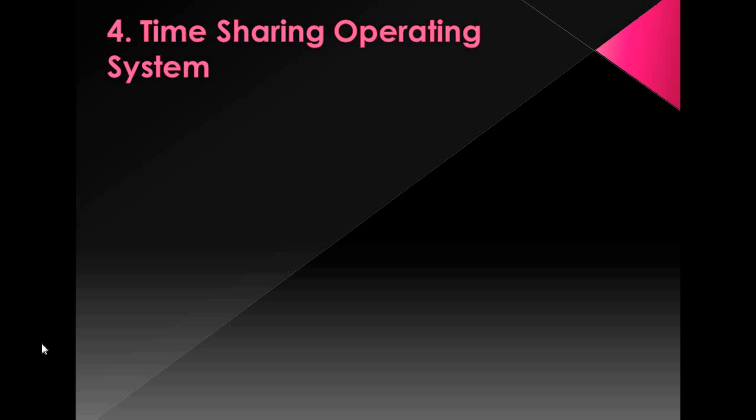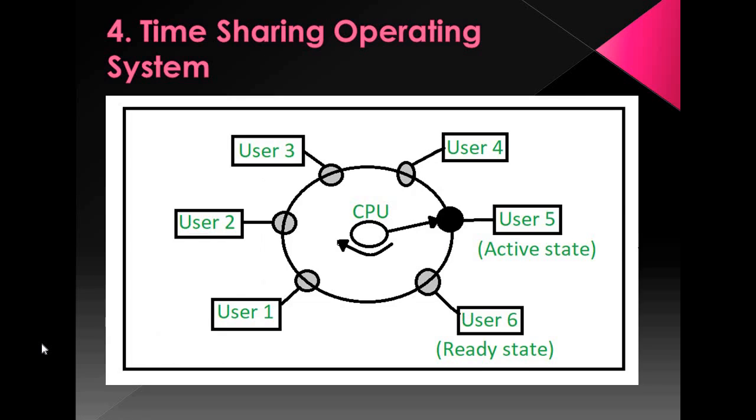Next we'll move on to the fourth type of operating system, that is time sharing operating system. As the name implies, time sharing means we are going to share the CPU time to different users. Now let's see this diagram. At the center you have the CPU, which is shown as a watch. The CPU time has been distributed into 6 different intervals, time intervals. These time intervals are in microseconds or seconds. These time intervals are also known as time quantums. So in the given diagram you can see that the CPU time has been divided into 6 different time quantums.